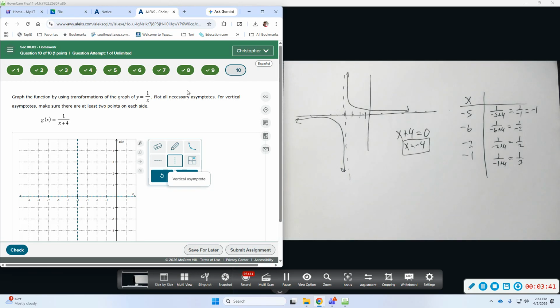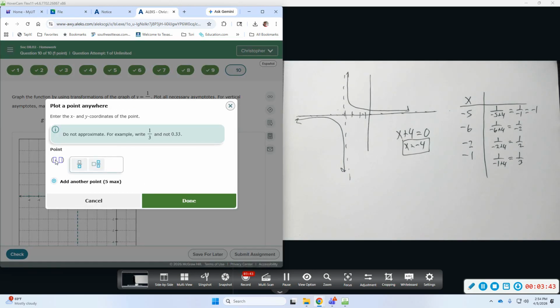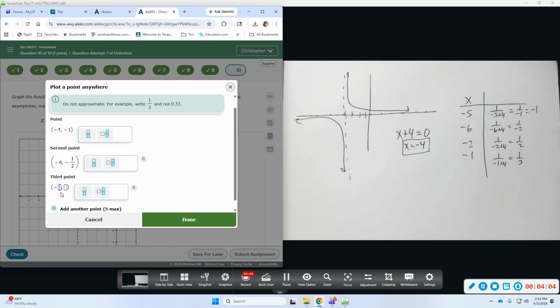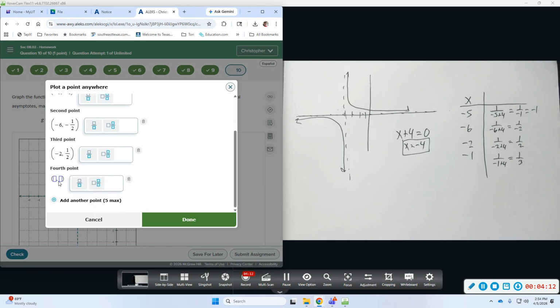All right, so we're going to let all of these points get plotted. So we're going to do a -5 and a -1. At another point, we're going to plot -6 and -1/2. At another point, -2 and +1/2. And one more point, -1 and 1/3.